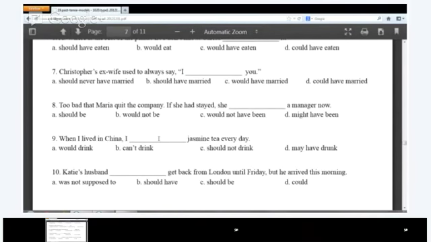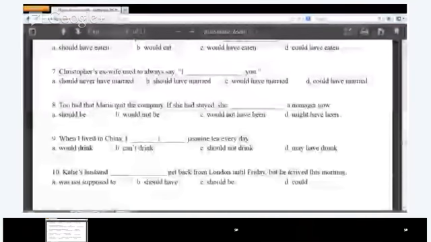Christopher's ex-wife used to always say I would have married you. All right, so ex-wife. Okay, so ex-wife, she probably hates Christopher's guts. I should never have married you. Yes, exactly. I should never have married you. Excellent. Okay, and number 8, please.